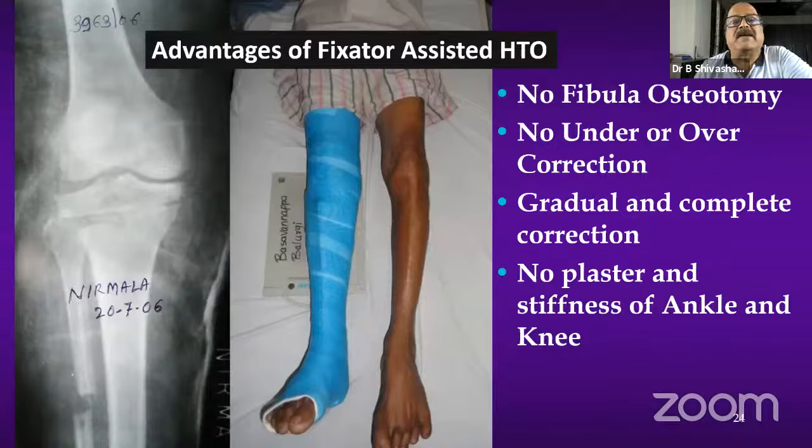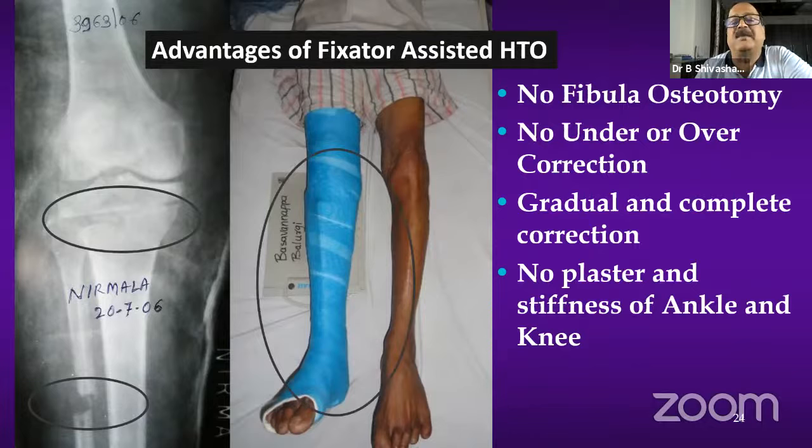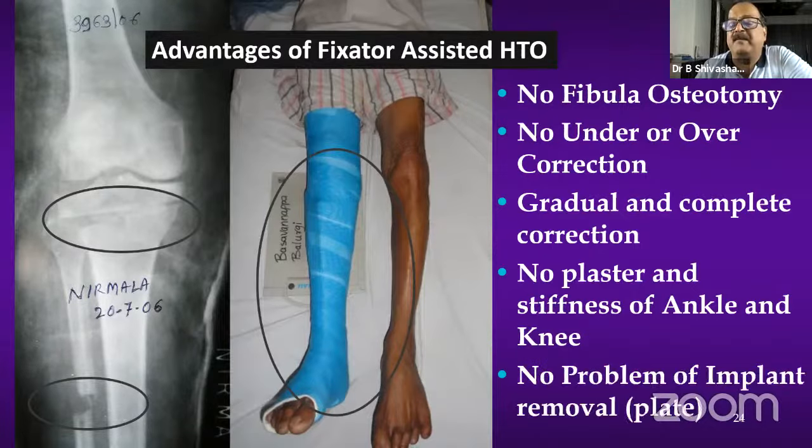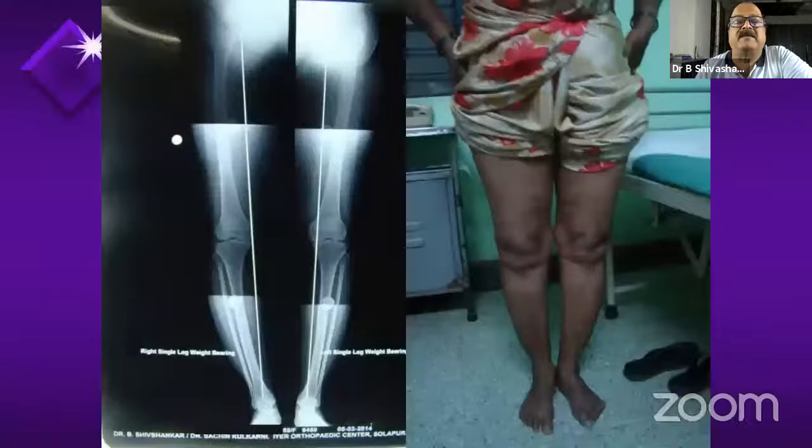The advantage of the fixator-assisted HTO is that there is no osteotomy required. There is no wedge of bone required to be removed. There is no fibula osteotomy required. There is no plaster to be put. Most important, if you use a TomoFix, you have to remove the implant, or if you don't remove these locking plates and the patient requires TKR in the future, that becomes a big problem. That problem is not there with the fixator.